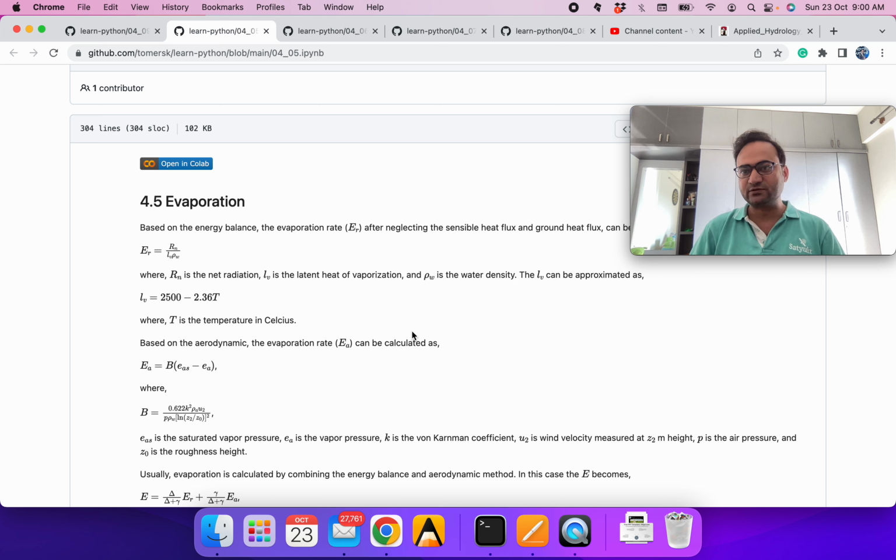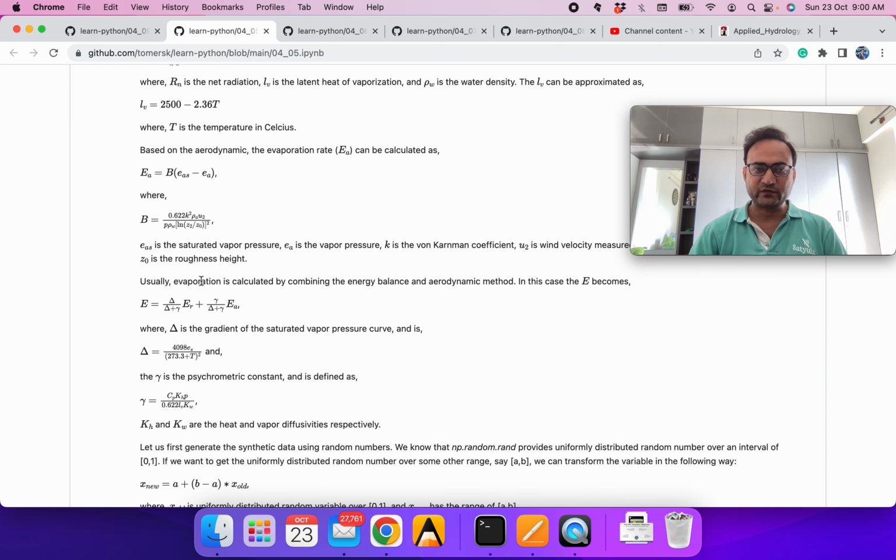The idea here is not to teach so much of hydrology. You can go through this formula. In the book it's given and it's taken directly from Ven Te Chow. You can read more about it from Ven Te Chow. And here we have the combined approach, how we can combine optimally the aerodynamics approach and the net radiation approach.